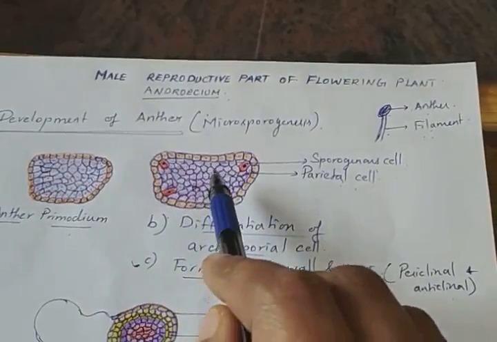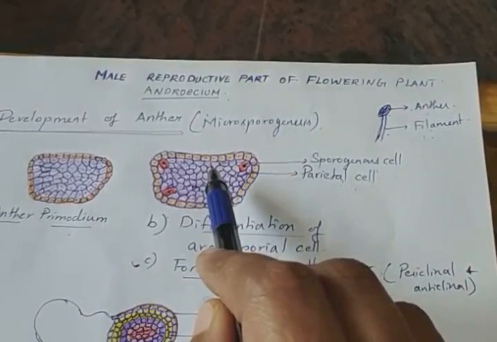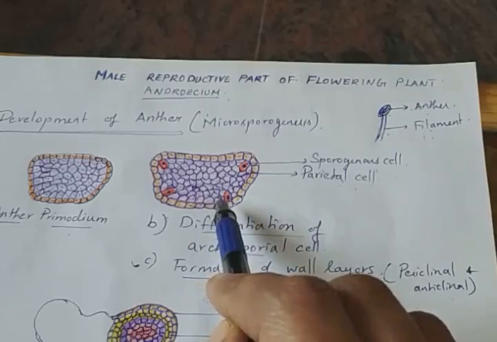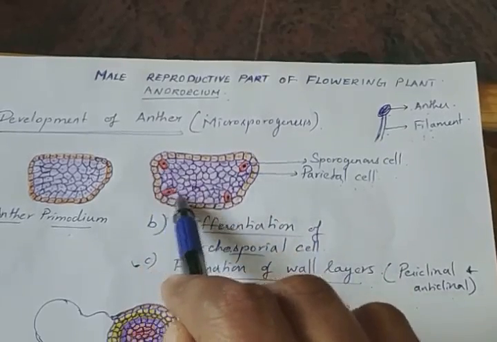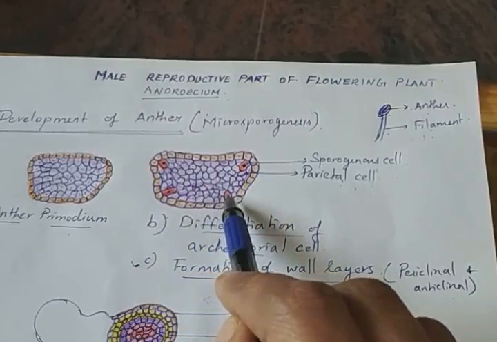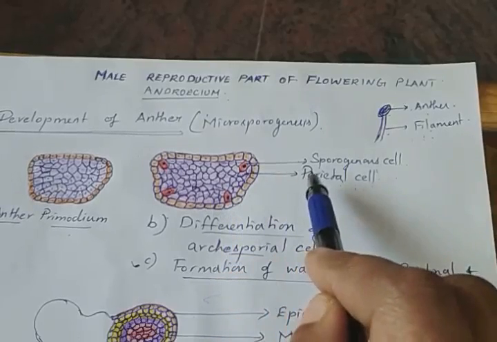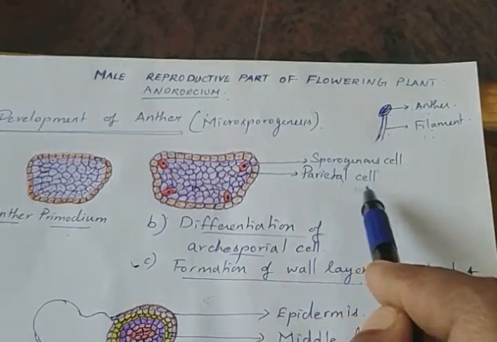Some of the hypodermal cells, below the epidermis, enlarge in size and undergo mitotic cell division, with a conspicuous nucleus. These cells are now called archisporium. The archisporial cells further divide mitotically and give rise to two kinds of cells, the primary sporogenous cells and the primary parietal cells.